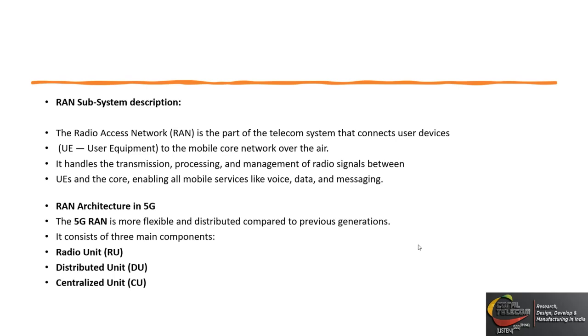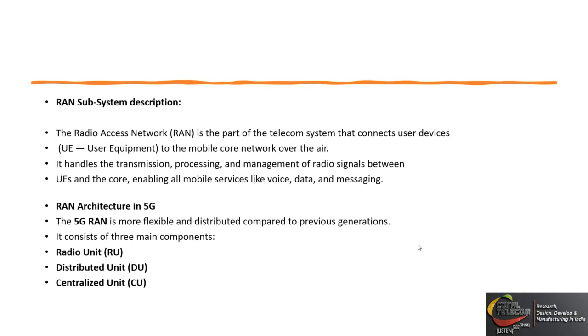It enables all mobile services like voice, data, and messaging. Once the user equipment is able to connect with the 5G network, it can use the services allowed for that particular user. If voice service is allowed, it can use the IMS services. If data is allowed, it can use the DN services, data network services. If messaging is implemented, it can use messaging services also over the 5G network. All these require connectivity to the core network, so RAN provides that connectivity to the user equipments.